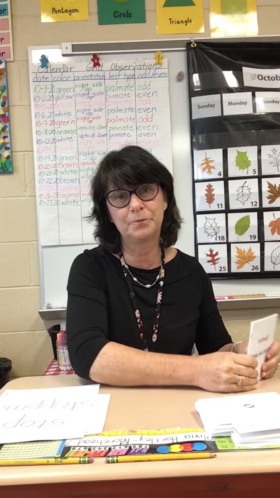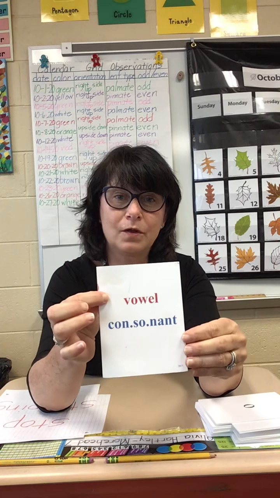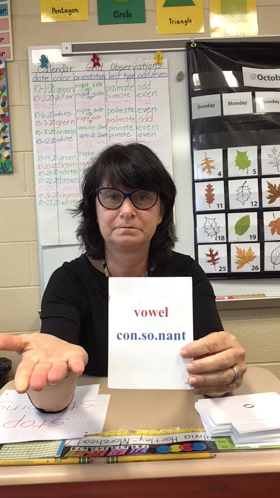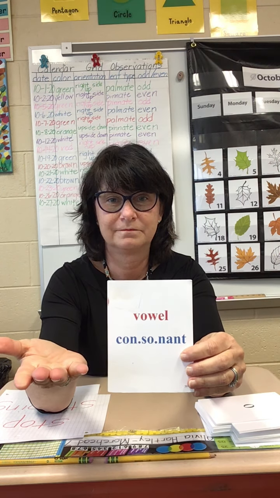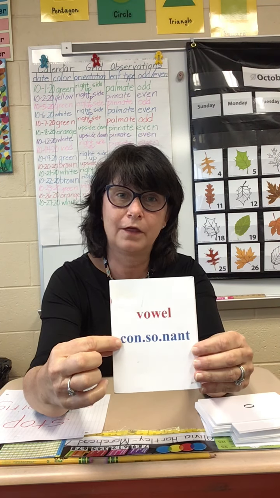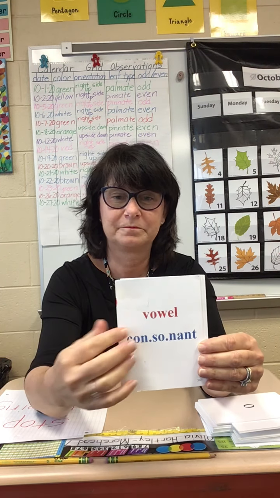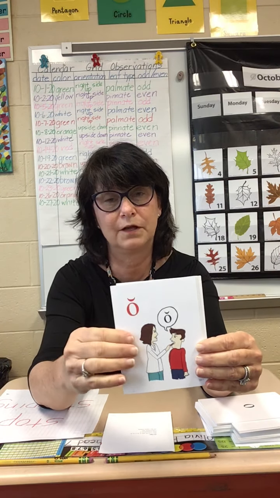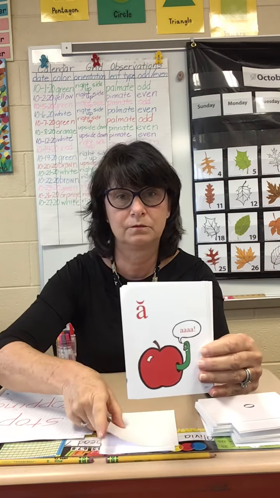So, here we go. A vowel is A, E, I, O, U, and sometimes Y. A consonant is all other letters. These are the short vowel sounds.